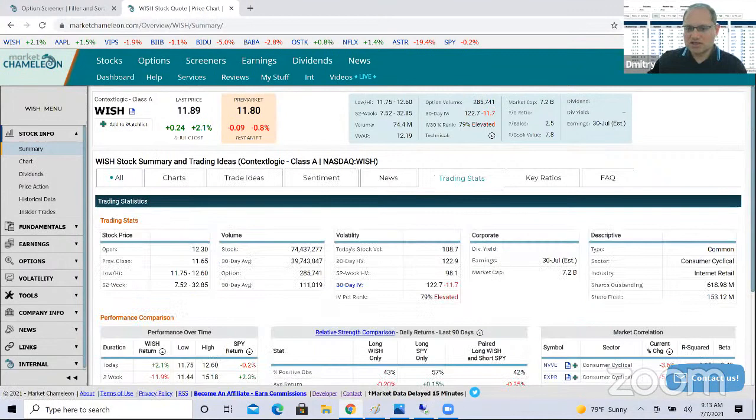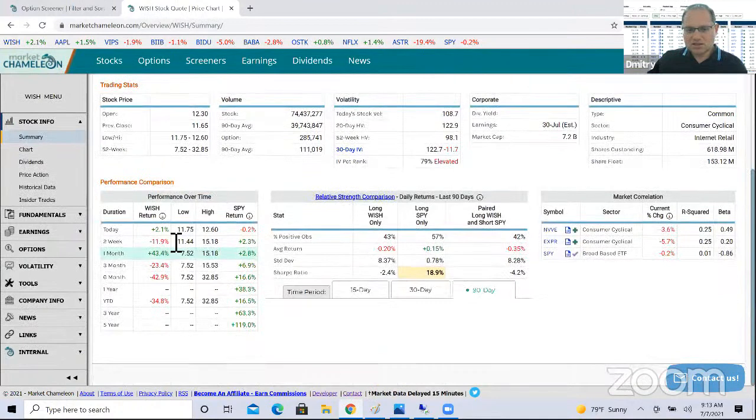So let's take a look at the trading stats. This is for Wish. I clicked on trading stats, and here I see its performance. This performance is looking at Wish versus SPY. But right now, I just want to see what this stock did. And it looks like it's relatively new because we don't have 3-year, 5-year, or 1-year performance. So we see in the last 6 months, this stock is down 42.9%. It was as high as $32.85, as low as $7.52. So down 42%, almost 43% in the last 6 months.